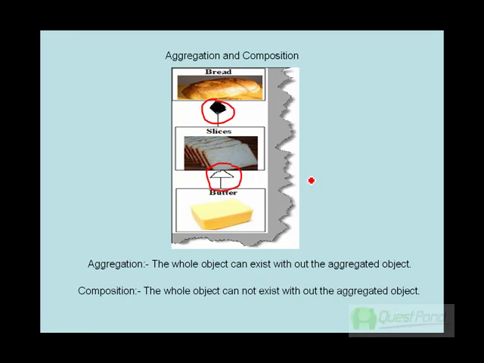So we can just revise the definition. In aggregation, the whole object can exist without the aggregated object. So the butter can exist without the slices. In composition, the whole object cannot exist without the aggregated objects. Like the slices cannot exist without the bread, and the bread cannot exist without the slices. If you eat the bread, you have eaten the slices. If you have eaten the slices, you have eaten the bread.